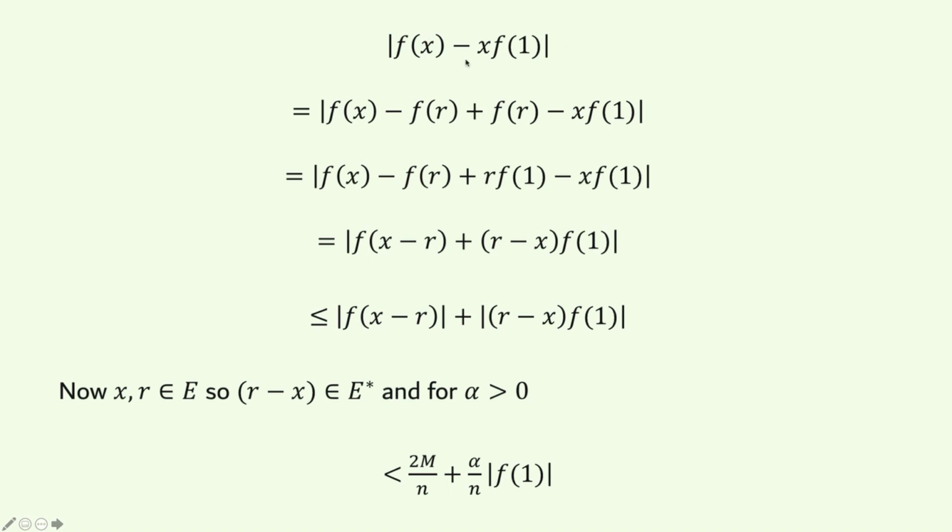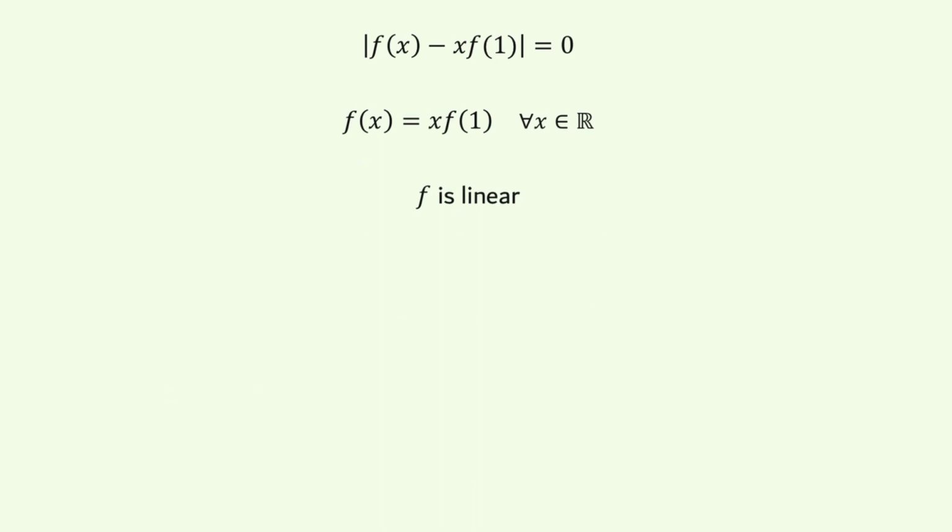And so what's the only number that can be made arbitrarily smaller than any positive number? Well, it's 0, right? So f of x minus x f of 1 is 0. This is fixed. And so this means that f of x is equal to x times f of 1 for all x in the reals. And so this shows that f is linear.